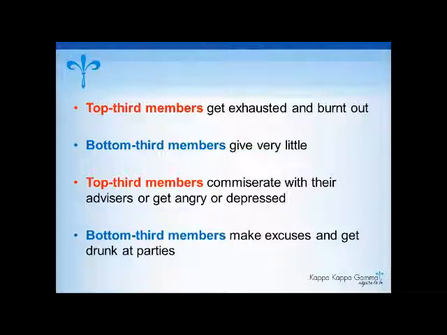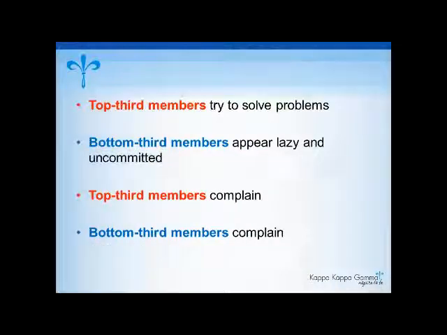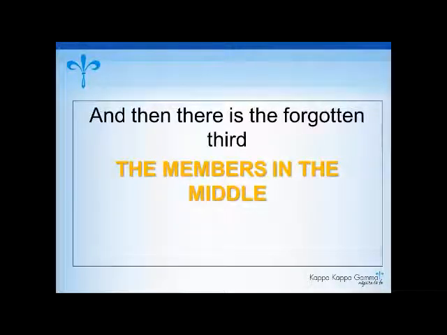The top third will commiserate with you and tell you all the things that they wish everyone else was doing, or they might get angry or depressed. And while they're doing that, the bottom third are making excuses and getting drunk and having a great time at all the parties. The top third members will try to solve the problems, and the bottom third appear lazy and uncommitted to the rest. The top third members will complain, and the bottom third also complain. So then we have that forgotten group in the middle third.